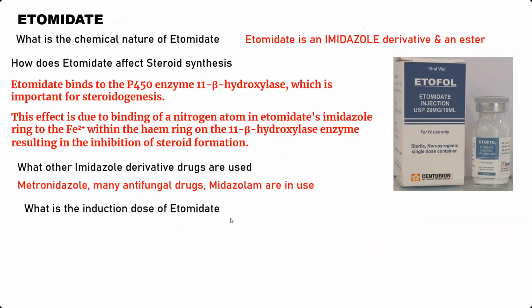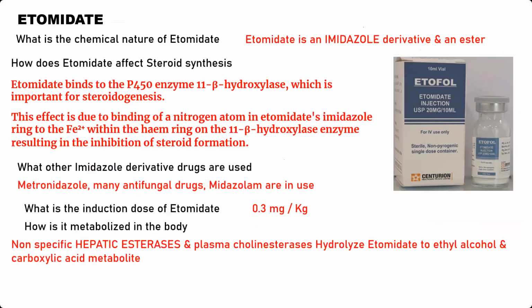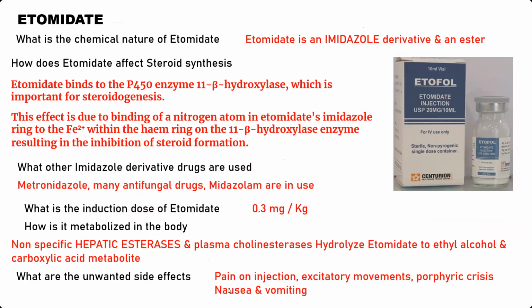What is the induction dose of etomidate? 0.3 to 0.8 milligram per kg. Okay. How is it metabolized in the body? By non-specific esterases in the body. This is by non-specific hepatic esterases and plasma cholinesterases, which hydrolyze etomidate to ethyl alcohol and a carboxylic acid metabolite. Okay. What are the unwanted side effects of this drug? Sir, nausea, vomiting, myoclonus, diarrhea, pain on injection, excitatory movements. Porphyric crisis also can be precipitated by this drug, and nausea, vomiting.